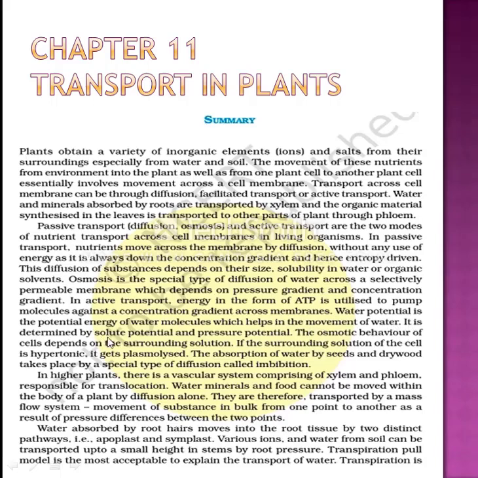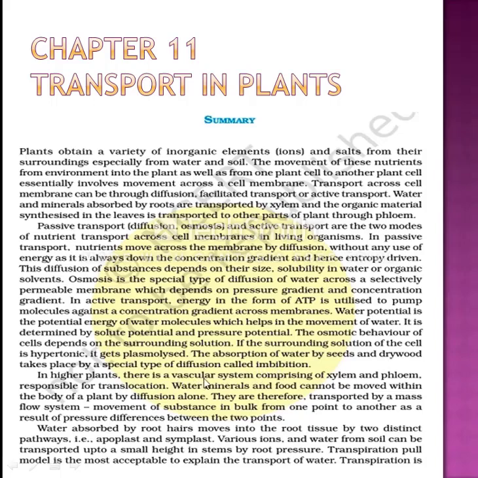It is determined by solute potential and pressure potential. The behavior of the cells depends on the surrounding solution. If the surrounding solution of the cell is hypertonic, it gets plasmolyzed. The absorption of water by seeds and wood takes place by a special type of diffusion called imbibition.